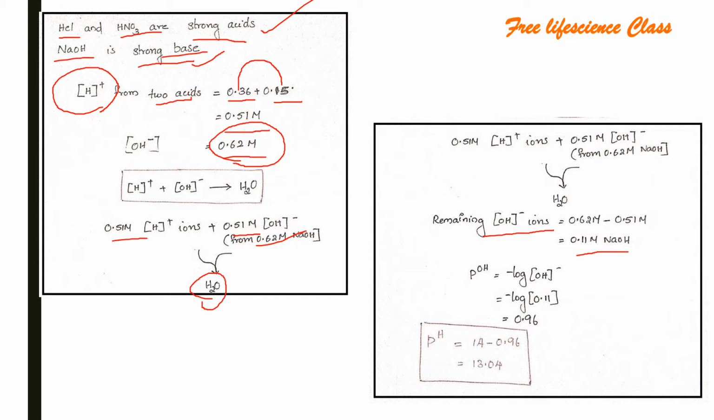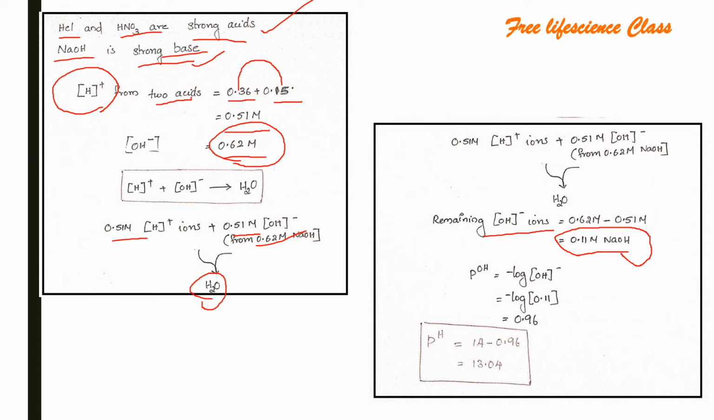Please apply some logic. Here it is a strong base, and now we got 0.11 molar NaOH, that is OH minus ions only. So the pH of the solution should be greater than 10, and it will be near 14 because it is a strong base. Okay, so now we are going to find the correct pH of the solution.